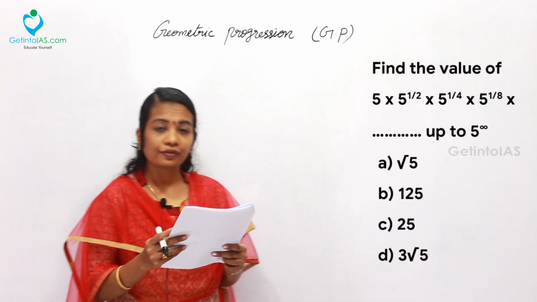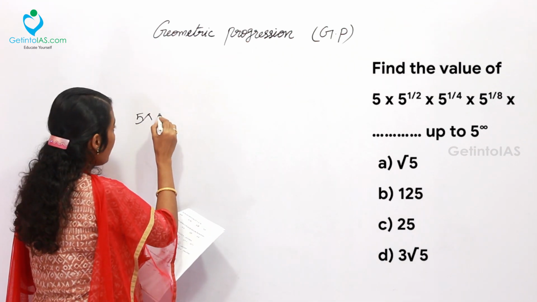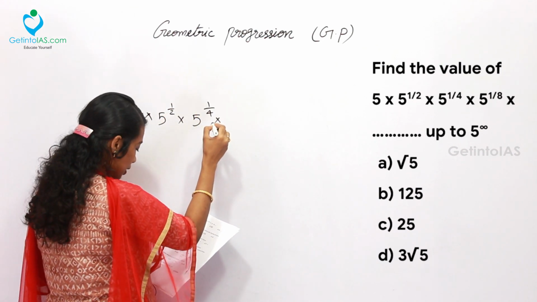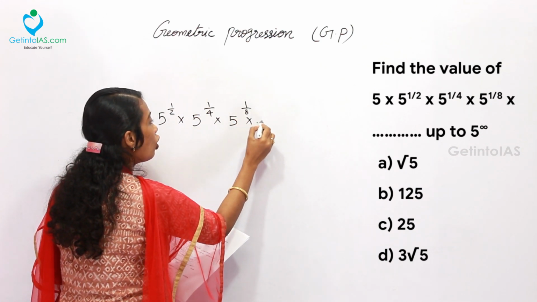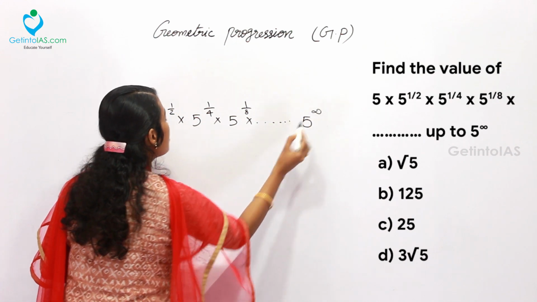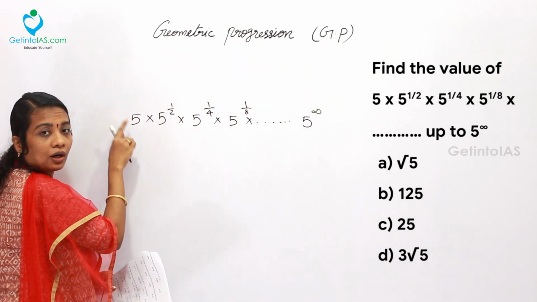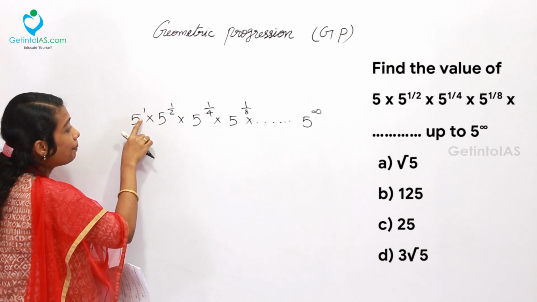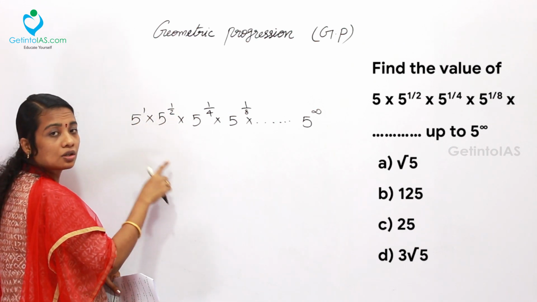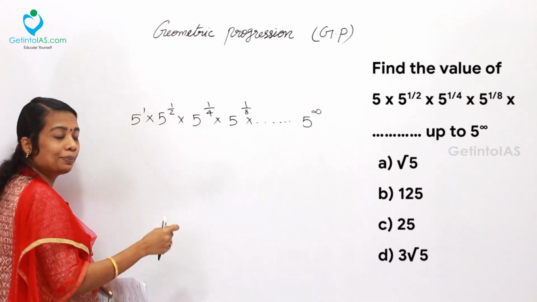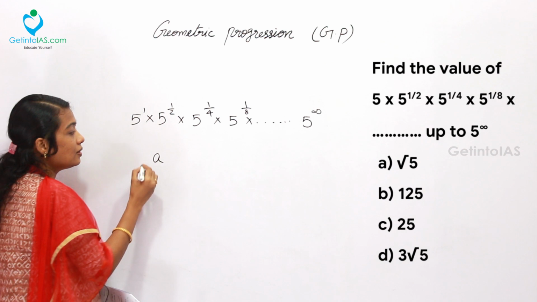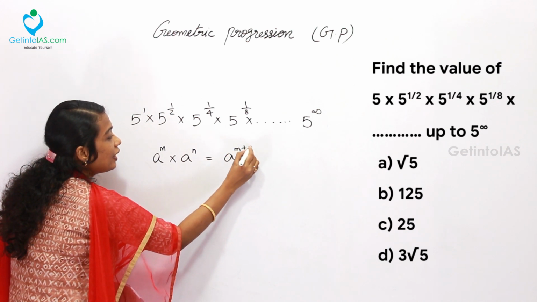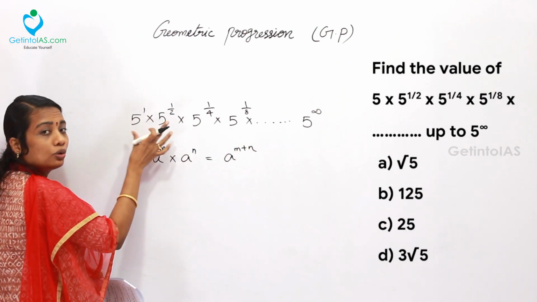The next question: find the value of 5 into 5 power 1 by 2 into 5 power 1 by 4 into 5 power 1 by 8 and so on up to 5 power infinity. Let me take the first 5 as power 1. Here the bases are all same, but the powers are different, with a multiplication series. In such a case, you can add up all the powers. The basic concept of surds and indices says a power m into a power n can be simplified like this. So according to this concept, I am going to take all the values.